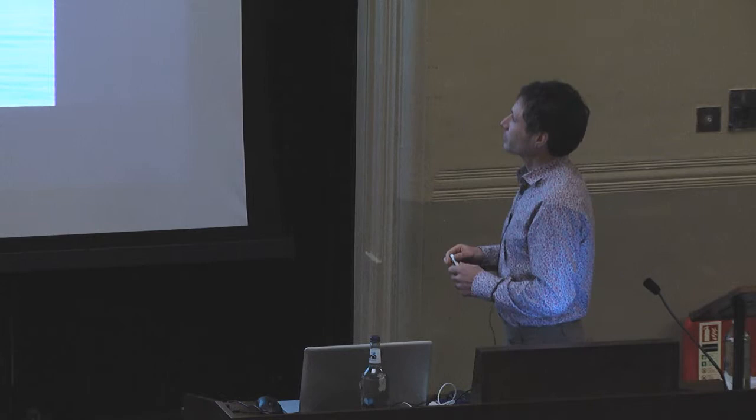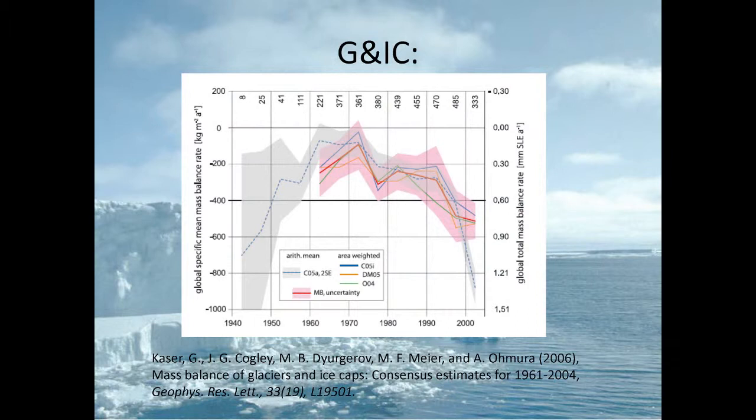This was a paper published in 2006. Georg Kaeser was the person responsible, both in the AR4 and AR4, for the glaciers section. This is a plot of what's meant to be a consensus estimate of mass trends for glaciers and ice caps around the world since about 1960. It's fair to say that in terms of observations, we have a longer time series of GIC than we do of the ice sheets.